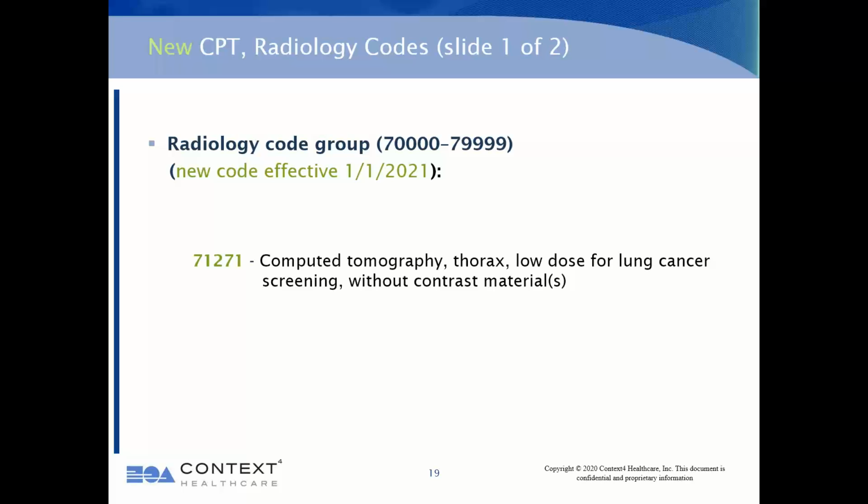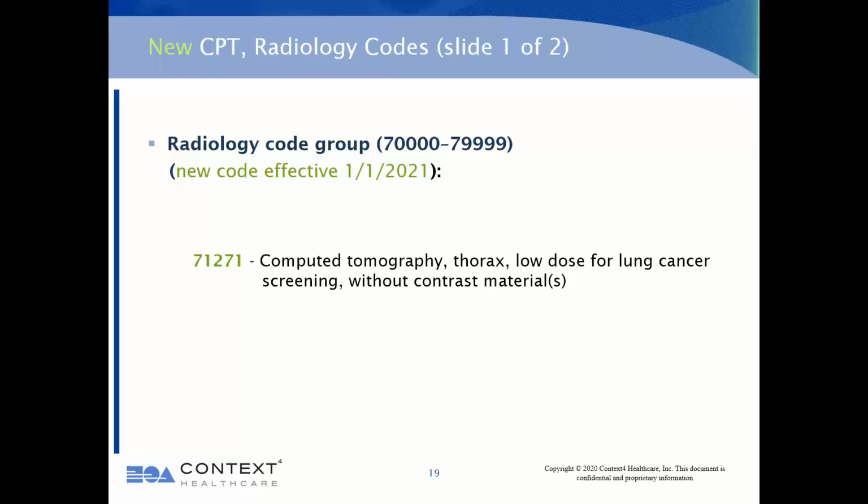There's a new radiology code 71271 for low-dose CT for lung cancer screening. LDCT uses newer technology which shortens scan time and radiation exposure. A complete spiral or ultrafast CT scan can be obtained within 10 to 20 seconds or during one breath hold of the majority of individuals.